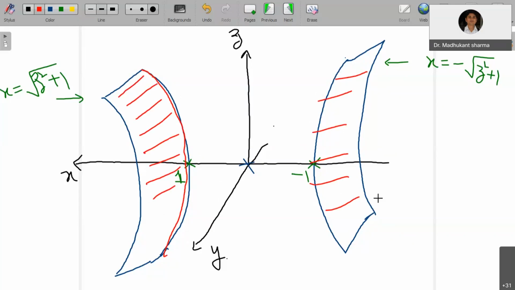But the point here is that it will never cut the origin. The 0, 0 point will never be here. So now let's choose another way, and the original method will come later. Now let us assume that y and z are independent.